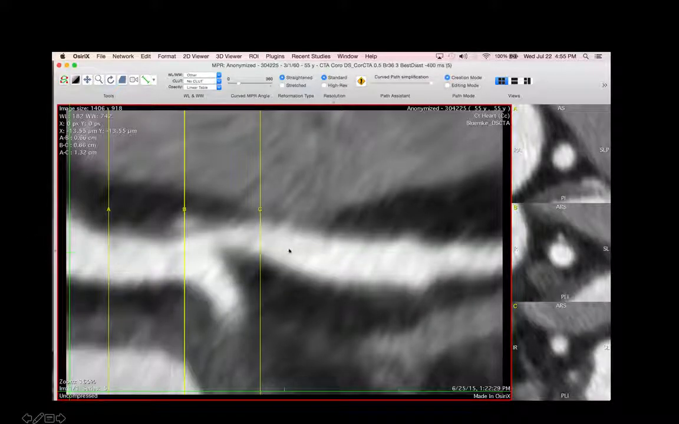This is the left main, the left anterior descending. This is muscle, heart muscle itself. That little brighter signal there is a piece of calcium, presumably. I think you'd be right if you called that calcium 99 out of 100 times.